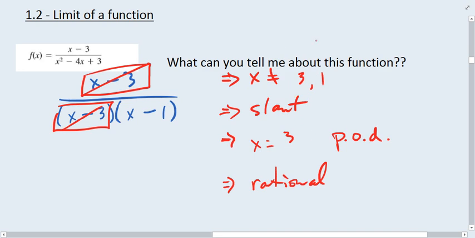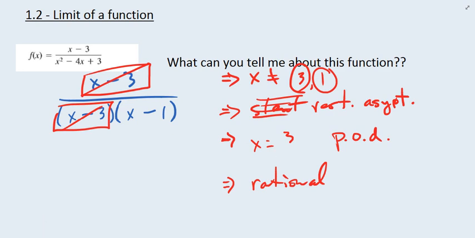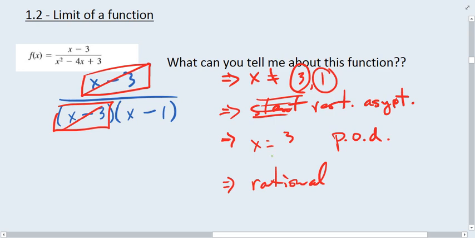And I think maybe what you were thinking about, if we come back to slant, is that there is a vertical asymptote there, and that's going to be at x equals 1. And there's a discontinuity at 3. All right, that's really good. We're going to zero in on this particular fact right here.